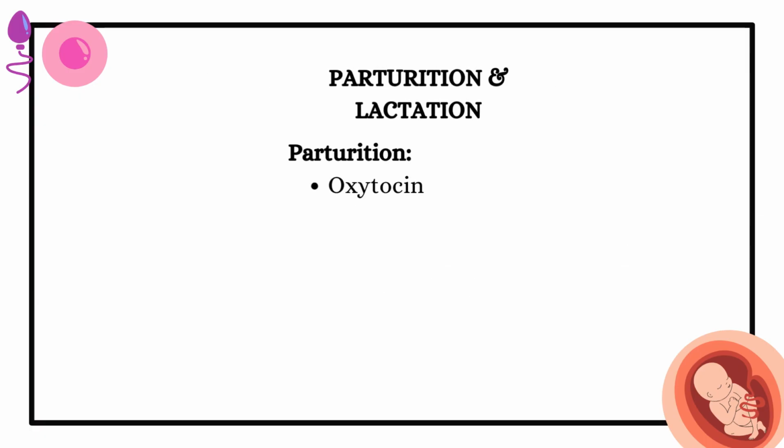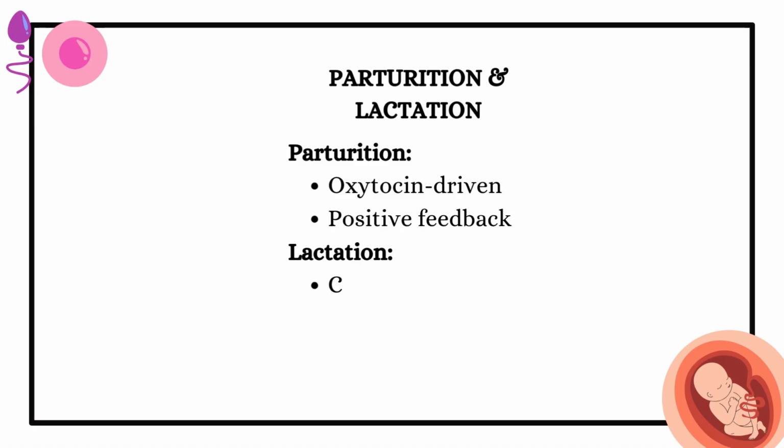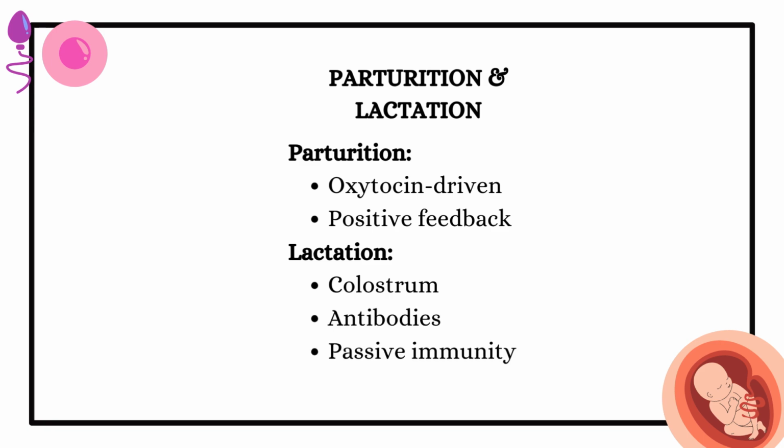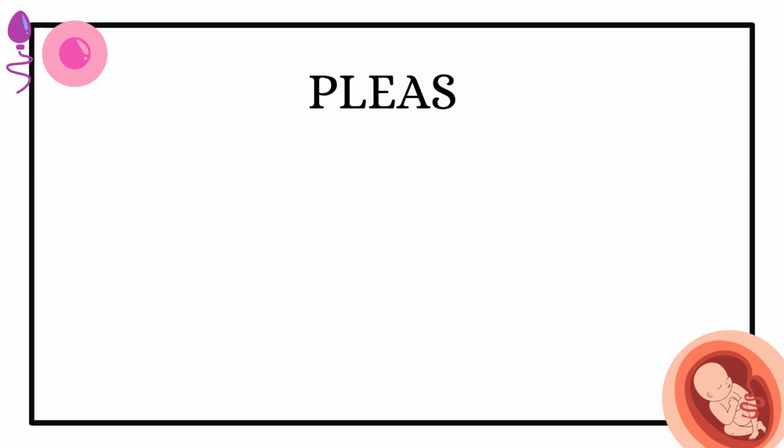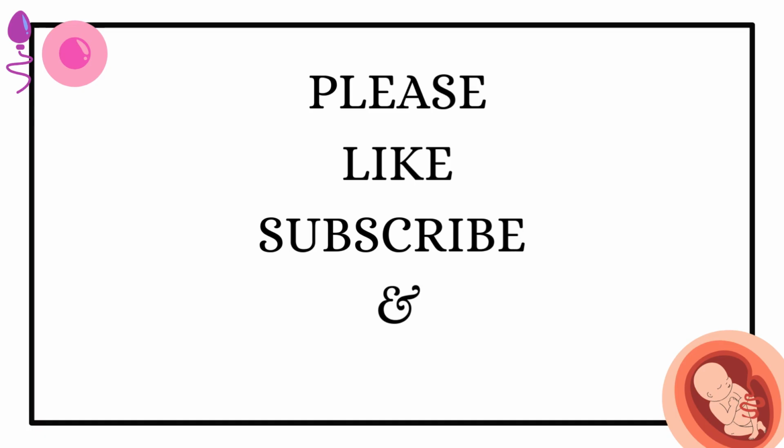Parturition and lactation. Parturition is oxytocin driven. Due to positive feedback of oxytocin, the muscles contract and the fetus or the baby is pushed outside through the vaginal canal. Now, after the baby is delivered, lactation happens to feed the baby. It contains colostrum, antibodies, and passive immunity. Human reproduction is a finely regulated, hormonally controlled, and sequential process ensuring continuity of life.